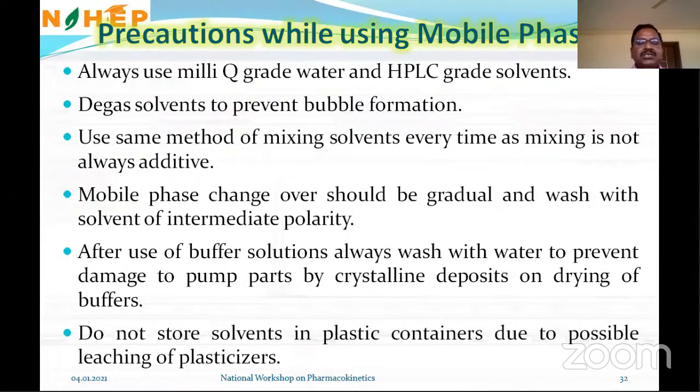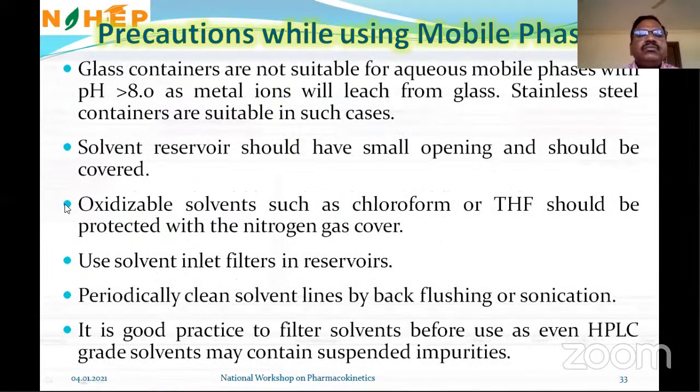Because the plastic containers may have so many substances, they may leach into the mobile phase, and that may cause some changes in the retention time. So next, glass containers. Normally we use glass containers.